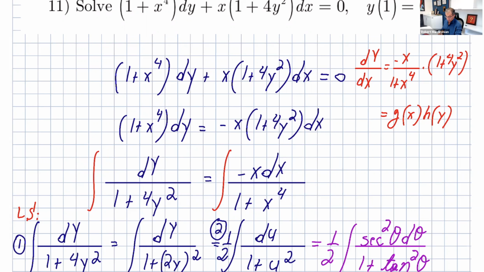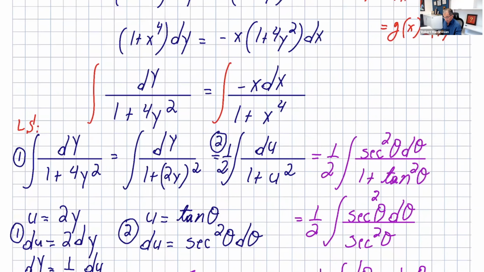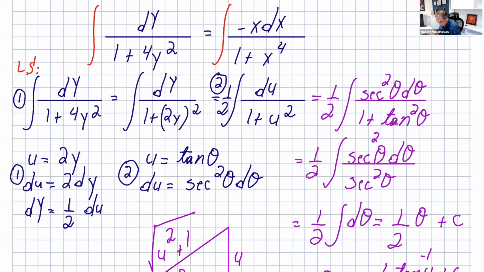And for differential equations, we know we have to take the integral of both sides. Now I'll try to do the integral step by step here. To solve it, the left side, dy over 1 plus 4y squared, you can write that as dy over 1 plus (2y) squared. And here you can do a substitution.